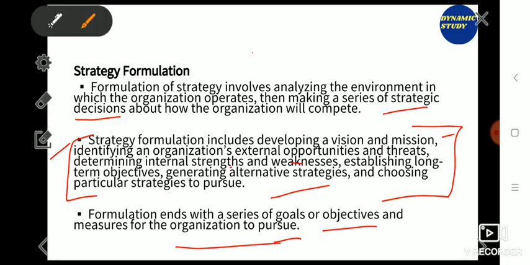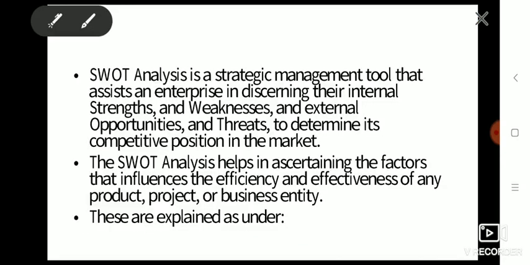You need to keep in mind the second point, which is very important in this section. Next we'll move on to SWOT analysis. Now, what is SWOT analysis? SWOT analysis is a strategic management tool that assists an enterprise in discerning the internal strengths and weaknesses and external opportunities and threats to determine its competitive position in the market.